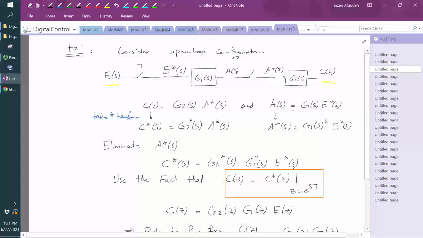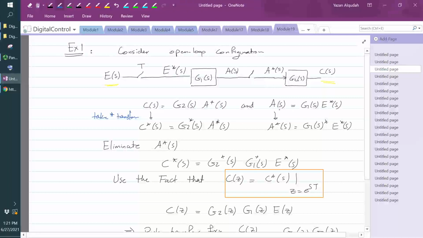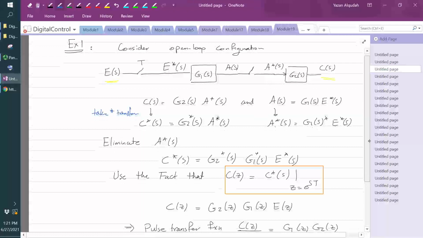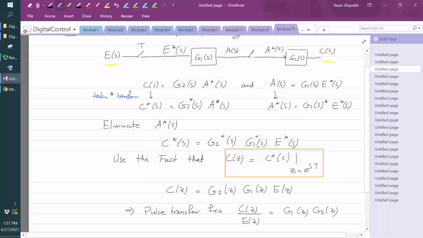Similarly, if I look at the equation on the right, A of S, if I take the star transform, I'm going to get A star equal to G1 star multiplied by E star. And again, this is from the property that we've seen when we introduced the star transform. Okay, so now what we need is to eliminate A star of S because I want the relationship between E and C.